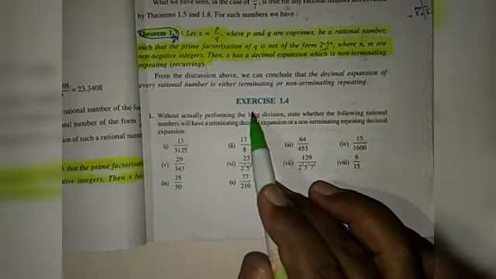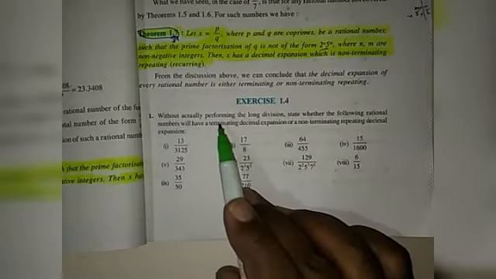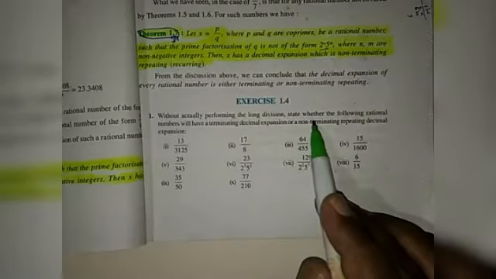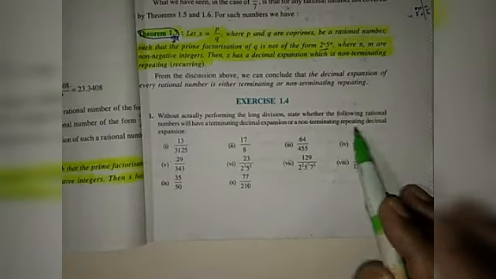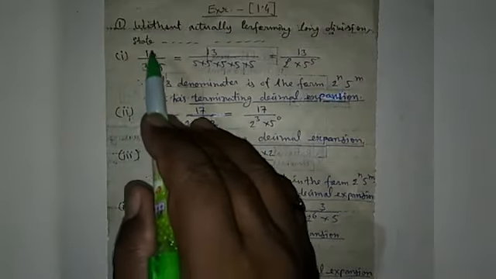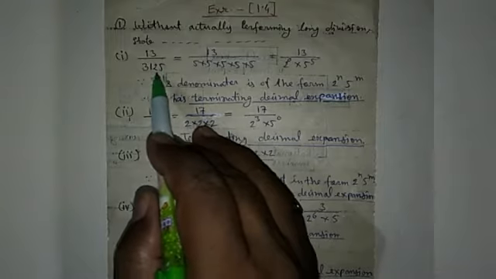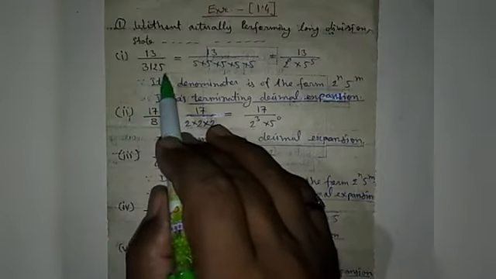Now we will solve exercise 1.4. Question number 1 is: without actually performing the long division, state whether the following rational numbers have a terminating decimal expansion or non-terminating repeating decimal expansion. The first part of the question is 13 upon 3125. Here you have to factorize the denominator.